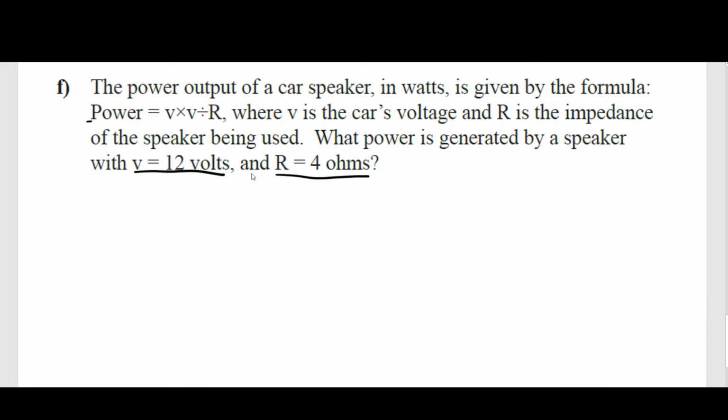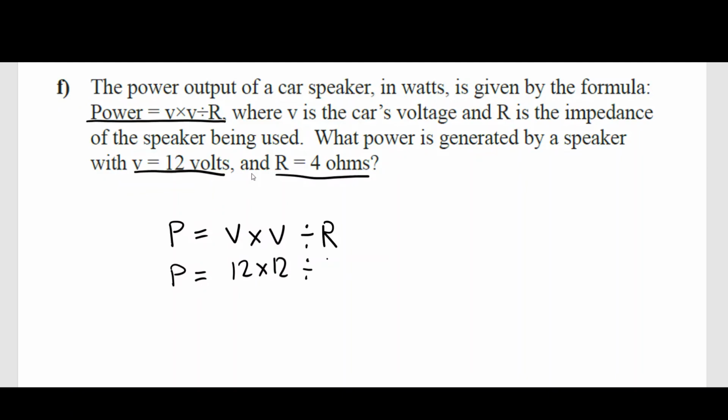Again, this is substitution, and here's our formula. Power equals V times by V divided by R. So the power is going to be 12 times by 12 divided by 4. So the power equals 12 times 12, which is 144, divided by 4. So the power is 36.